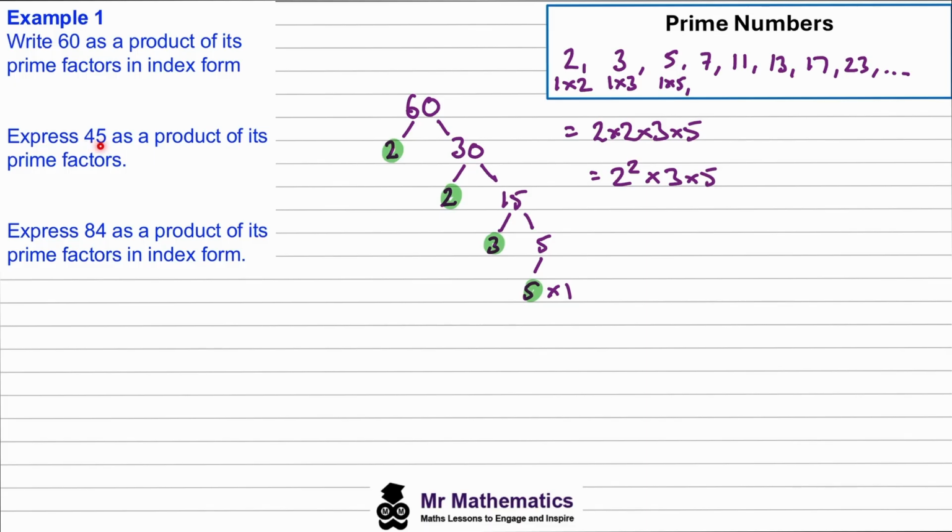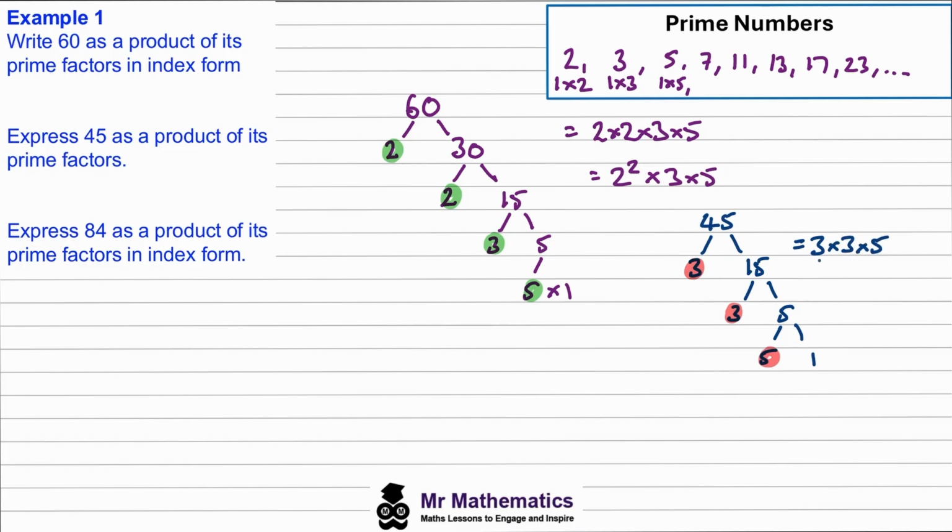So let's have a look at 45 as a product of its primes. Well, the lowest prime number that goes into 45 is 3. And 3 goes into 45 15 times. And then 3 goes into 15 5 times. And then 5 goes into 5 1 time. So the prime factors of 45, we've got these two 3's and we've got a 5. So we'll have 3 multiplied by 3 multiplied by 5.